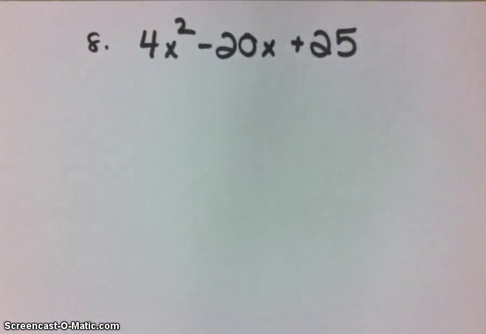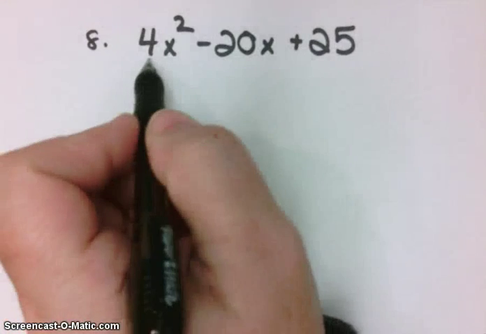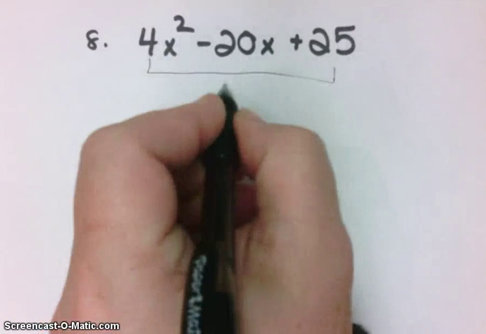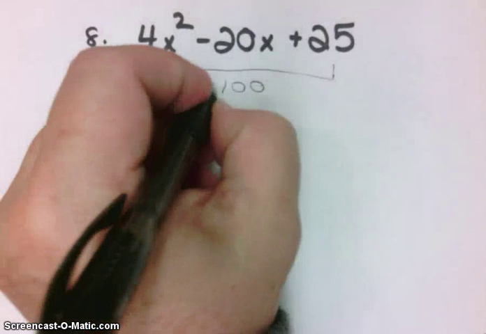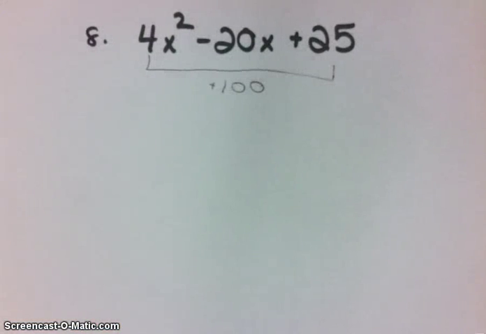All right, last one. 4x squared minus 20x plus 25. Here we go. Let's see if we can pull out a common factor. Nope, that's not going to work. So, let's go ahead and multiply 4 and 25, and we get positive 100. Really important for you to recognize that this is positive 100.